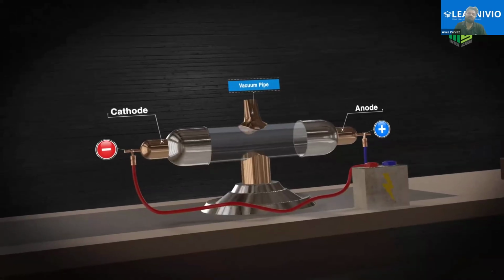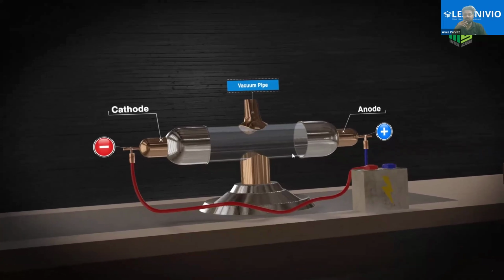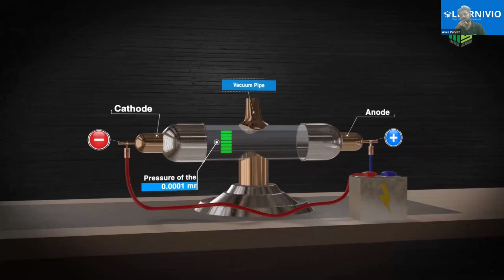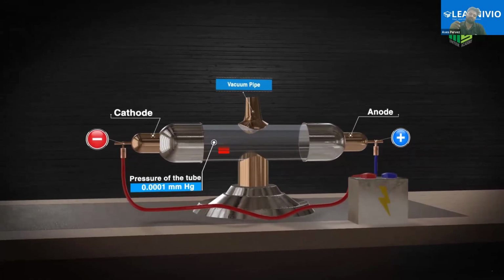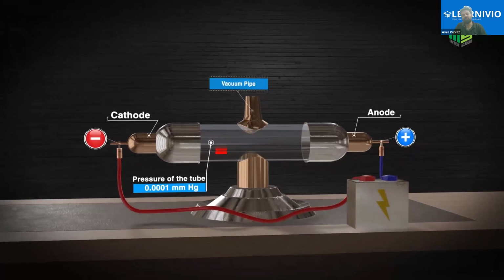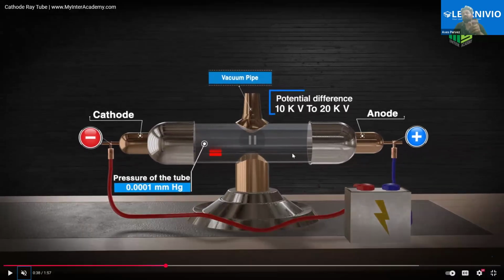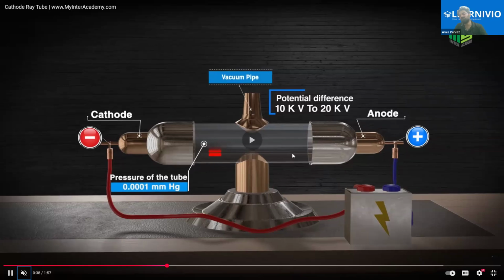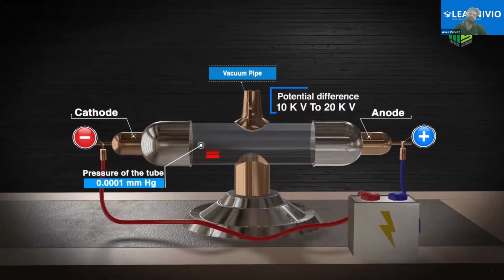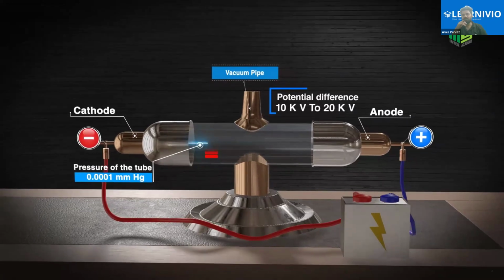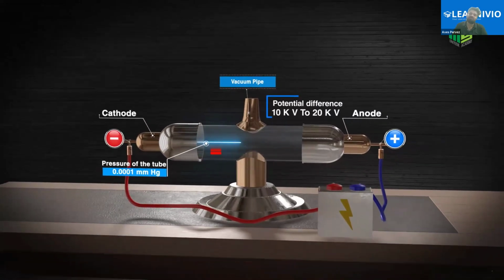Now what happened here is that when he passed electric current through this, it had very low pressure, only 0.01 mm Hg. Normal atmospheric pressure is 760 mm Hg, so it is approximately 10 lakh times less than atmospheric pressure. Almost all the air was removed, and a high voltage current of approximately 10 kilovolt, meaning 10,000 volt, was passed.